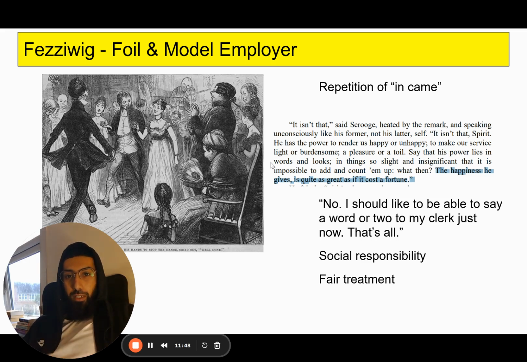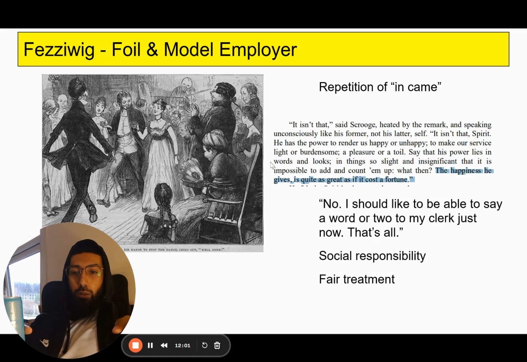And I mentioned Fezziwig, and this is the second place that the Ghost of Christmas Past takes him. Now, Fezziwig is a foil to Scrooge, and if you don't know what that means, it essentially means Fezziwig and Scrooge are almost like parallel characters, but they contrast each other. So they have similar qualities, but they're also in direct opposition in terms of the characterization initially. So Fezziwig is Scrooge's old employer. So Scrooge was an apprentice, and he worked for Fezziwig.